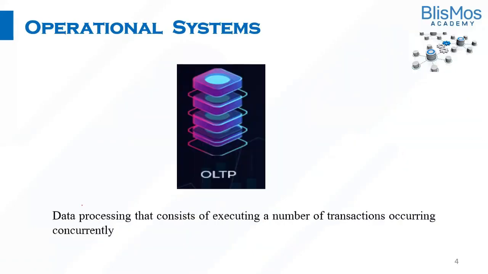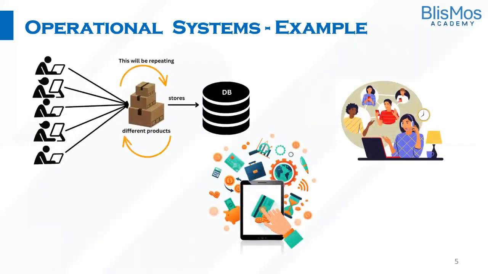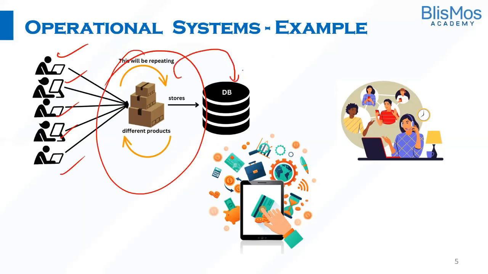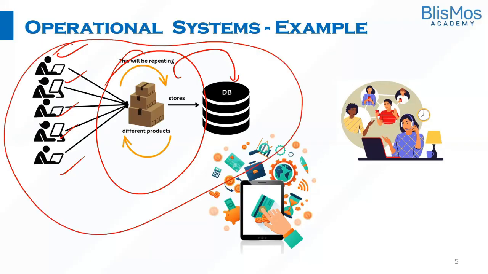In OLTP, data processing consists of executing transactions. Those transactions occur concurrently. Let us say you have an e-commerce website. There are multiple products available for sale. So multiple people are ordering the products on an e-commerce site, right? That will get updated in the database. It is happening very frequently, and the transactions may happen sequentially. This whole e-commerce system, which is selling the products and updating those transactions in the database, is an operational system.